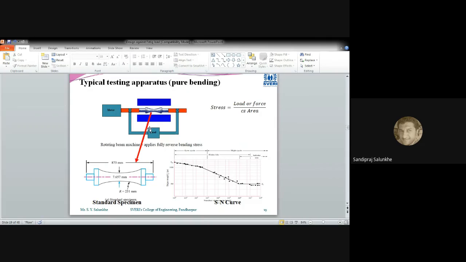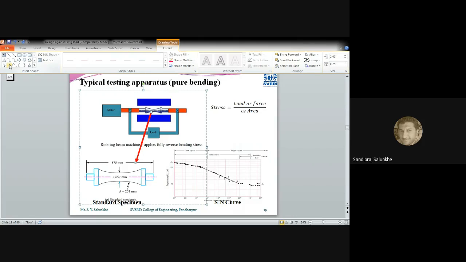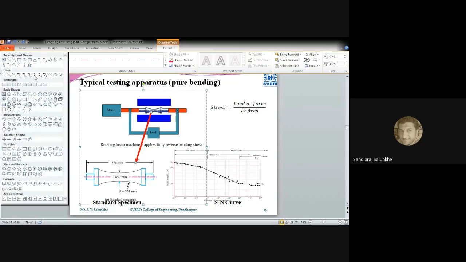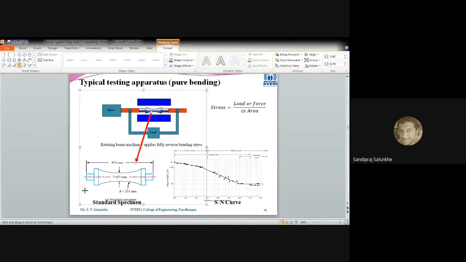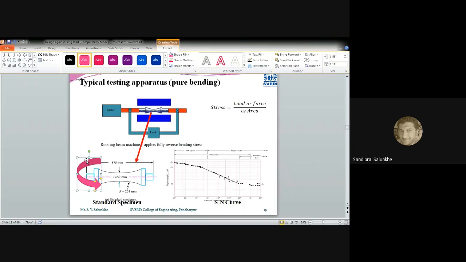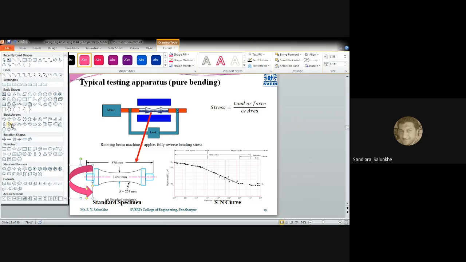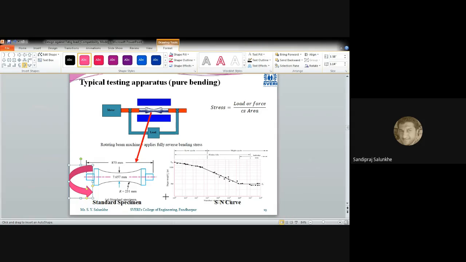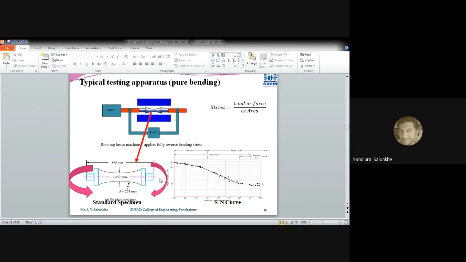I will go directly to the drawing tool. From this direction, if the bending load is applied like this, and from the other side the bending load is applied like this, that is nothing but the load in this manner. If you rotate this specimen, what will happen?